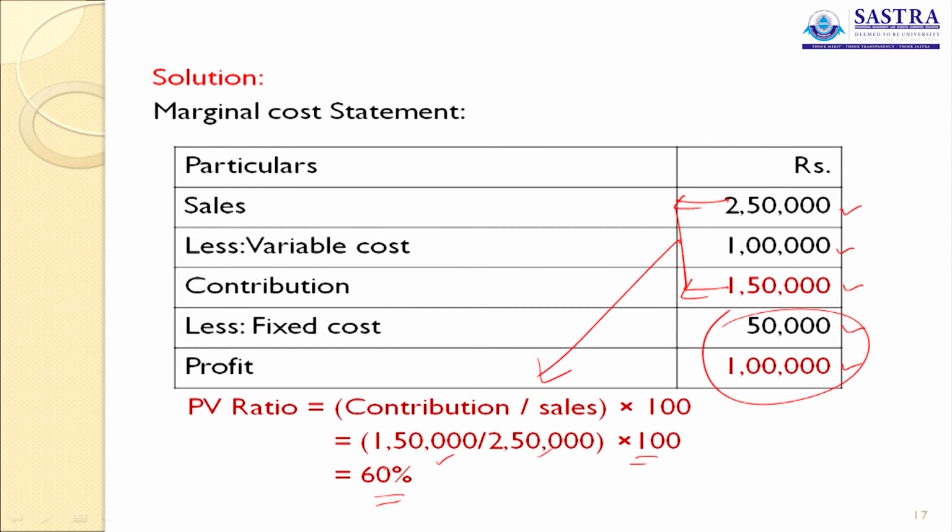So here PV ratio equals 60%. Here you have a cross verification. You apply this 60% on sales, and the contribution will arise. This is a way of checking your answer.